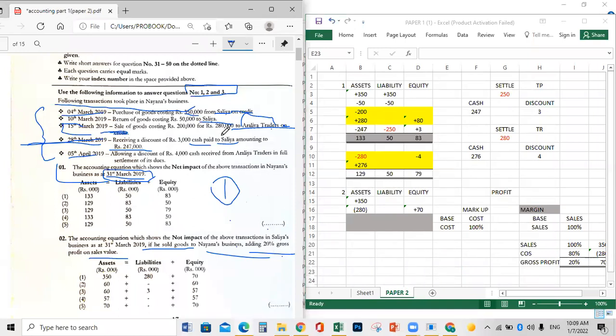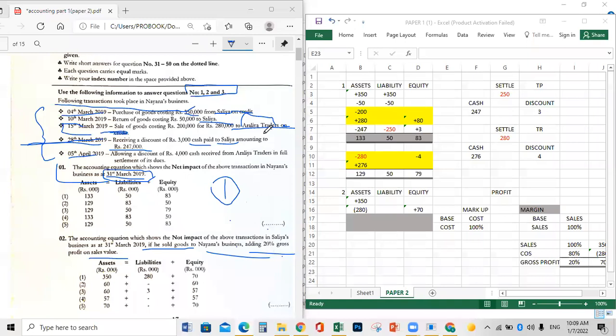So if you go to 10th March, return of goods costing 50,000 to Salia. That is return outwards for Nayana. But for Salia, what is it? Return inwards. For Nayana, it is return outwards, guys. But for Salia, it will be return inwards.